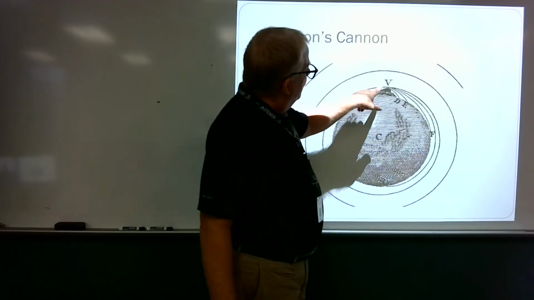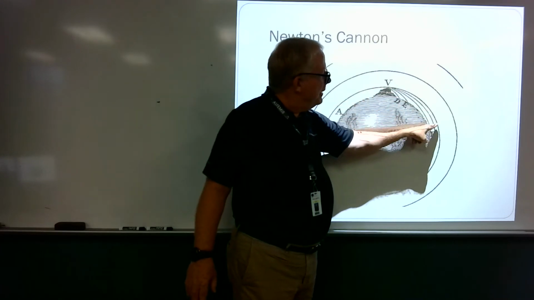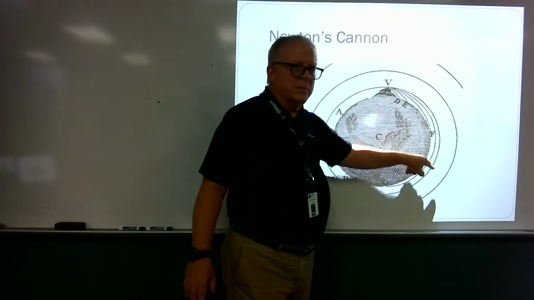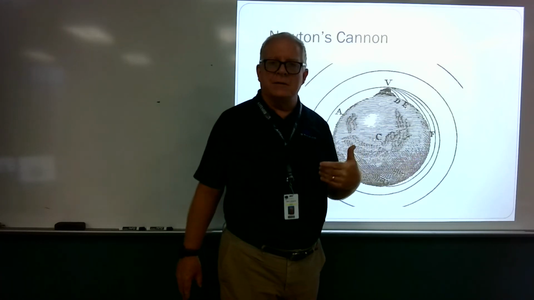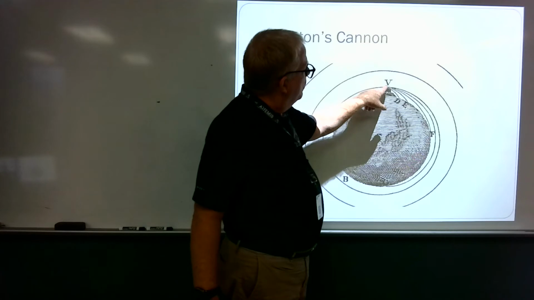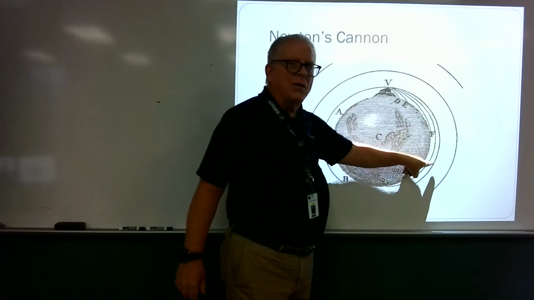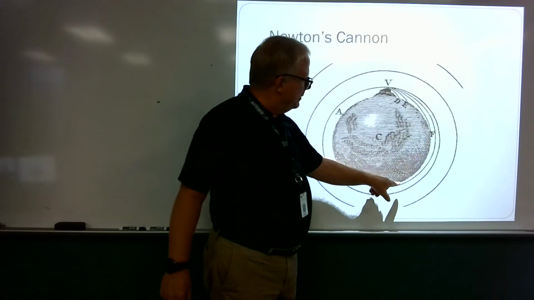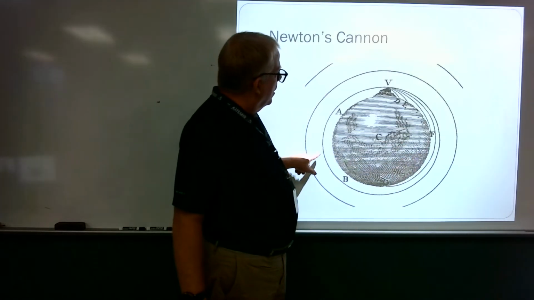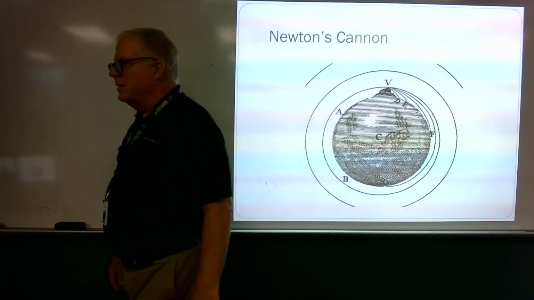Eventually, if you fired it fast enough, it would have enough speed that its horizontal motion forward would make up for the fact that it's constantly falling. So even though the cannonball is constantly falling towards the Earth, it never gets any closer to the Earth because the Earth is curving away underneath it. And so it can keep going in this circular path all the way around the Earth. And that's what an orbit is, according to Newton.